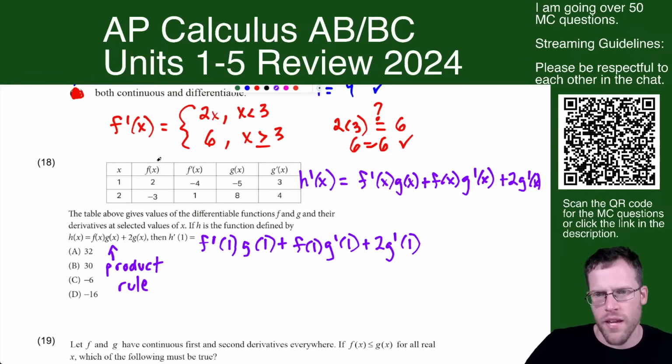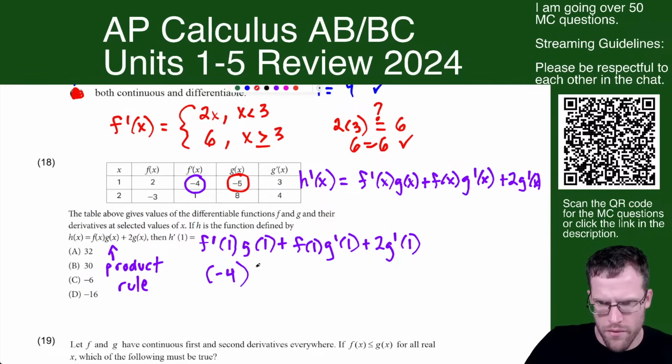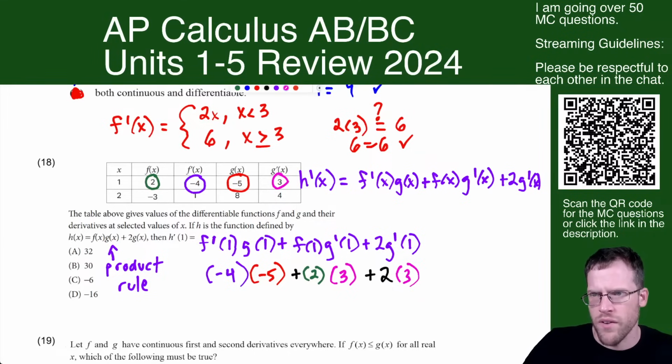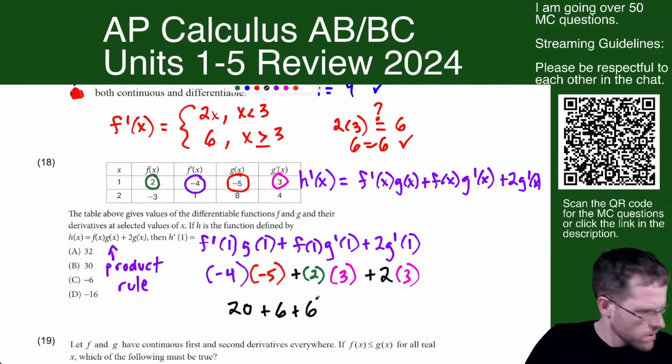Okay, so we have this. And now we just go on a scavenger hunt. f prime of 1 is -4. So I have a -4 here. And that's the only f prime of 1. Cool. g of 1 is, let's see, g of 1 is -5. And then we have f of 1 is 2. All right, and we'll just say plus. And then, oh, here we go. 2 times g prime of 1 gets used twice. So let's see. Did I not use g prime of 1? Oh, I think I didn't use it. g prime of 1 is 3. And now just simplify carefully. So this is positive 20 plus 6 plus 6. So 18 should be A, 32.